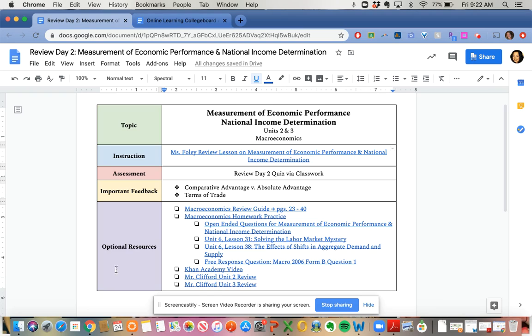What I put, remember, in purple here, these are all optional. This is the review guide that if we were in school, you would be reading for homework. It does a really good job of like a Cliff Notes version of units 2 and 3, so you can go through and look at that. If you take a look at the homework practice packet, there are some lessons there. There's a sample free response question there that can help you.